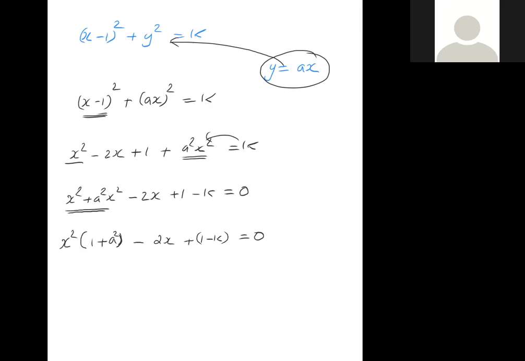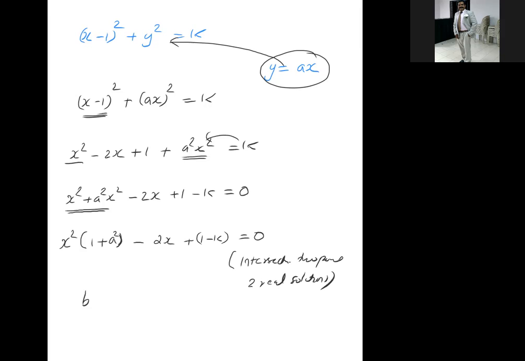So we know that this line and circle are meeting at two points. That means it forms two real roots. Because it is intersecting at two points, we have two real solutions. So b square minus 4ac should be greater than 0. What is the value of a? a is 1 plus a square. What is b? Minus 2. What is c? 1 minus k. So we can say that b square minus 4ac is greater than 0.